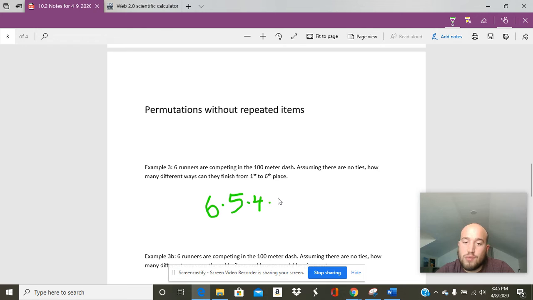Then 4th place, 3 of them have already finished, so we have 3 left. And then 5th place, same thing, only 2 left. And finally, in last place, there's only going to be 1 runner left.